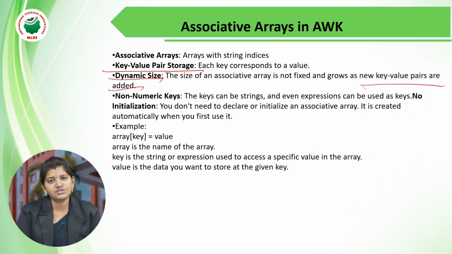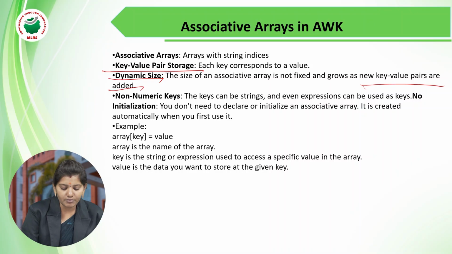Non-numeric keys are nothing but string values or symbols. Here, a string is nothing but a group of characters, or even a single character. Everything can be considered as a string here. So non-numeric keys are nothing but strings or symbols. How can it be initialized here? We need not declare or initialize anything in an associative array. It is created automatically when you use it for the first time.